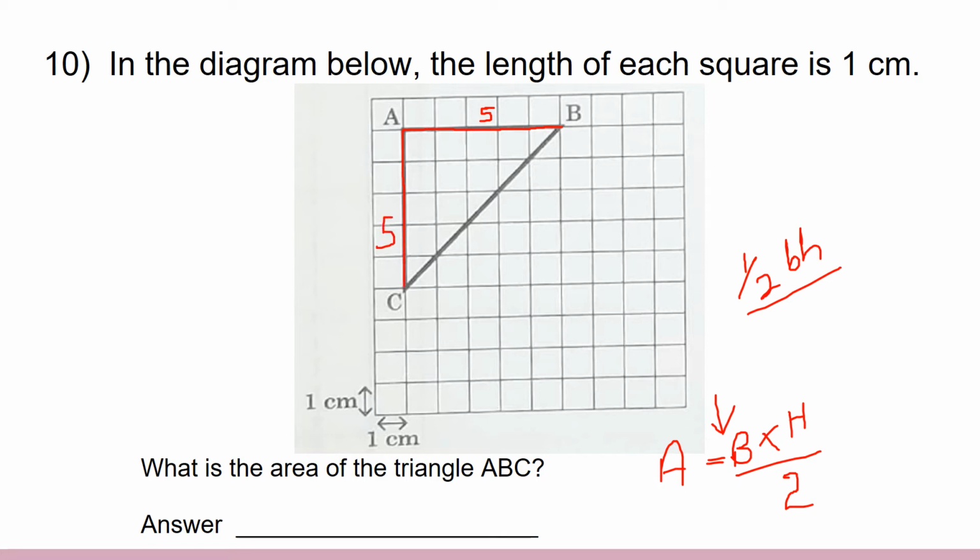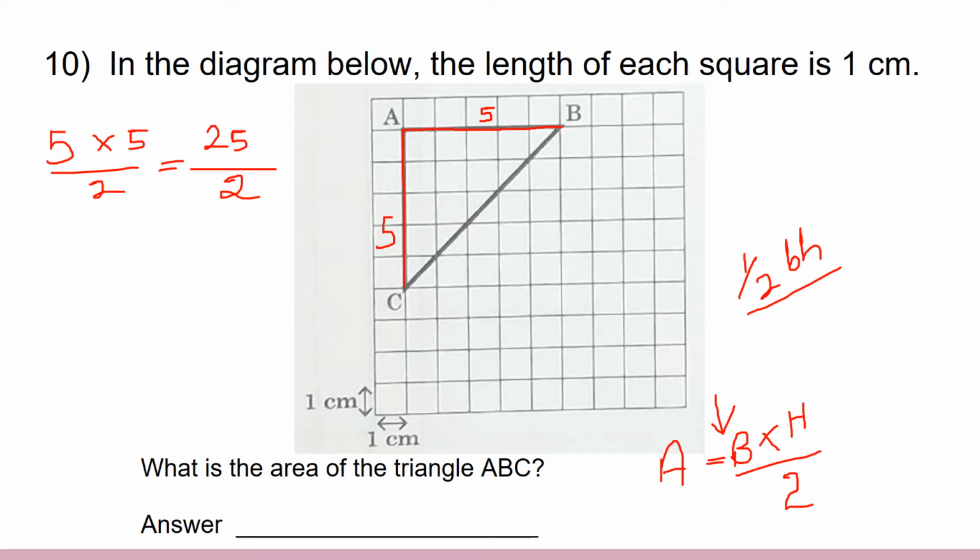So let's put that information into our formula. Base times height divided by 2. So the base is 5, the height is 5, and we are going to divide that by 2. 5 times 5, or 5 5s are 25 over 2. How can I reduce this? I have 25 divided by 2.